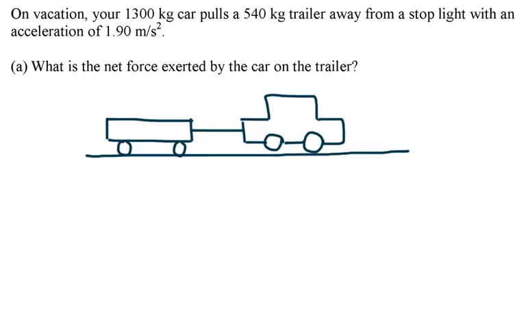In this example problem, we are on vacation, and your 1,300 kilogram car pulls a 540 kilogram trailer away from a stoplight with an acceleration of 1.90 meters per second squared. Now, since the trailer and the car are moving as one system, we know that the acceleration of the trailer and the car is going to be 1.90 meters per second squared.